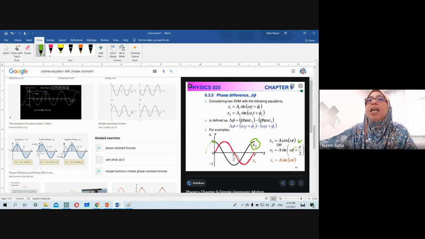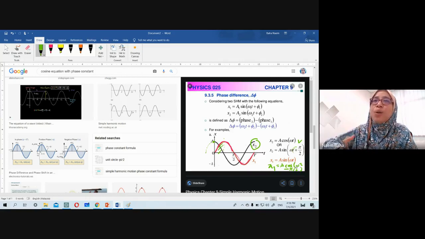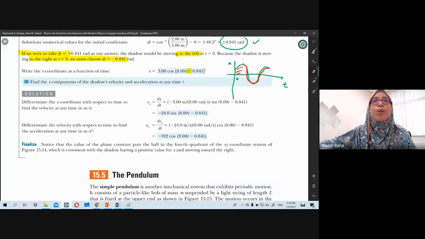If I'm using x2, x1, and I would like to convert it into cos, it will turn out to be cos omega t. I need to throw this away, and throwing means minus pi over 2. So that is the phase constant that I need to subtract so that my equation is modified and customized solely for cos. Alhamdulillah. Let's have a look at the next subtopic.